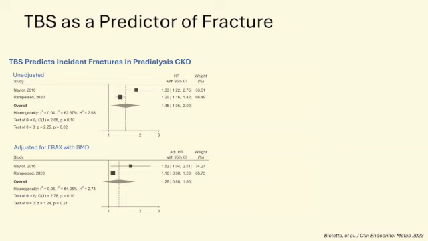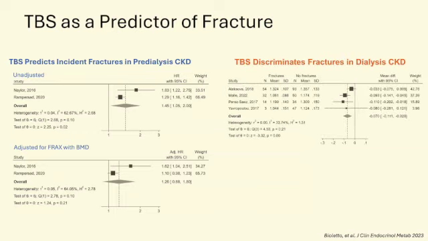For patients on dialysis, we don't really have great data. There aren't prospective studies. In a cross-sectional study, they've shown that TBS did discriminate fractures in dialysis-dependent CKD patients. So I'm not necessarily in favor of TBS as an independent predictor of bone quality in CKD patients. I don't really consider this to be a good biomarker. Definitely not better than DEXA, it seems.